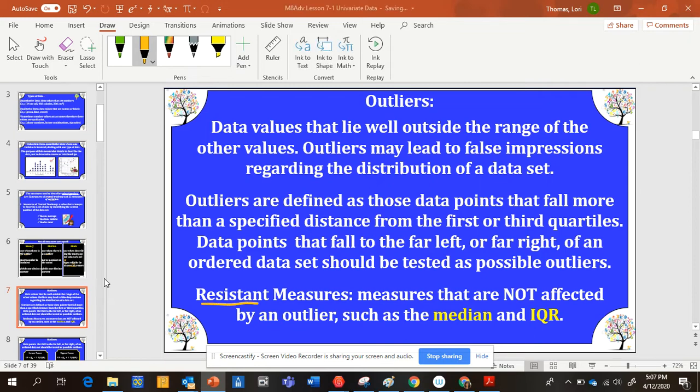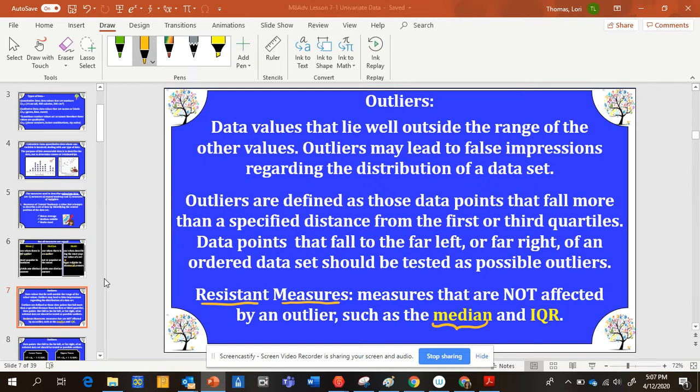A resistant measure. This just means that a resistant measure is a measure that is not affected by an outlier. So when we're talking about centers for the part 1, the median is a resistant measure. It is not affected by an outlier. So anytime that there's an outlier, we're going to use the median number instead of the mean.